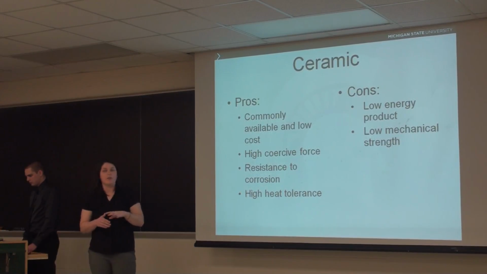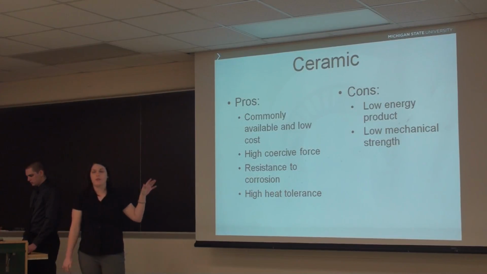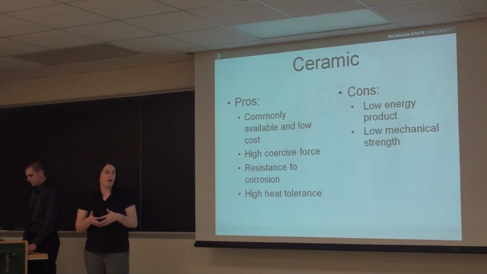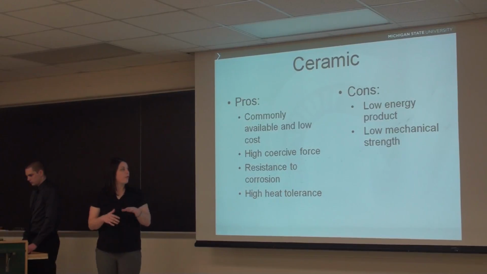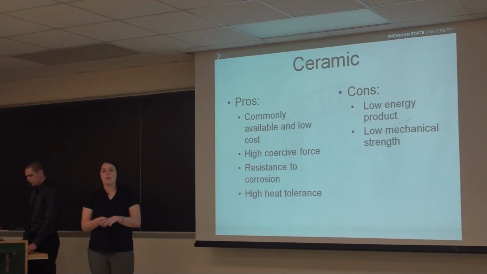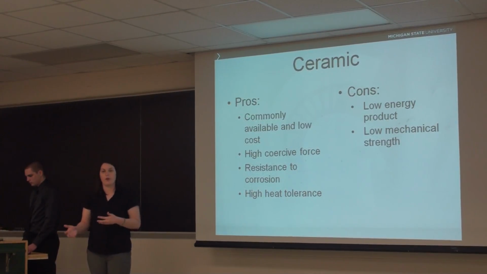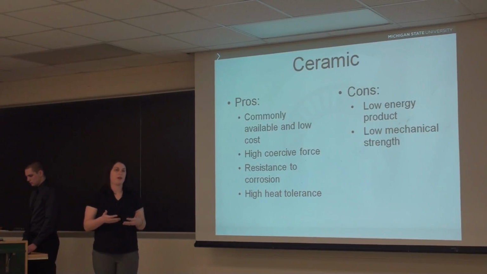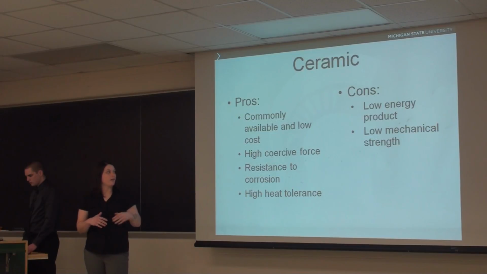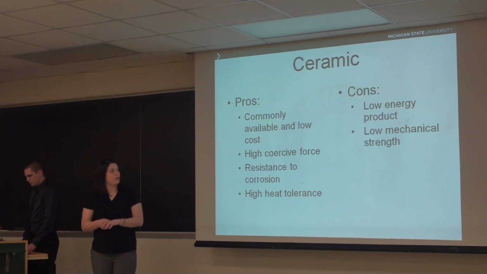Ceramic is a composite of iron oxide and barium carbonate. It is very commonly available, which makes it lower in cost. And it has a high coercive force, which means that it has a very strong magnetic strength. It is also resistant to corrosion, which would be good if the environment was in some kind of moisture, where we'd be worried about rusting or eventually the magnets corroding. And it also has a high heat tolerance. The only downside is that it does have a low mechanical strength.